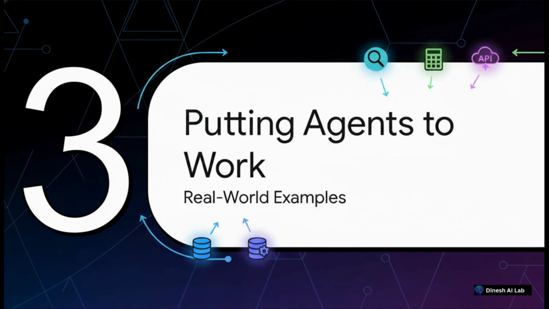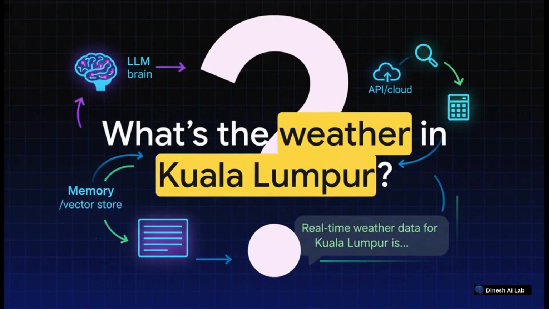So let's say you ask, what's the weather in Kuala Lumpur? The agent's LLM brain immediately knows, hey, I can't answer that from my old training data. I need real-time info. So it makes a decision. Call the Weather API tool. That tool returns the current weather, and then the LLM uses that very specific data to craft a helpful answer for you. Simple as that.